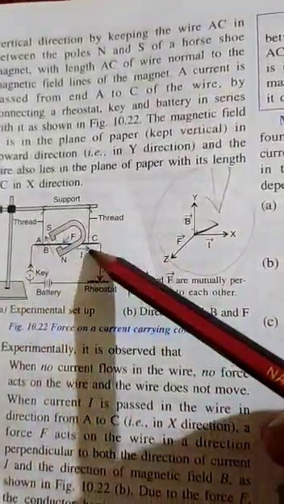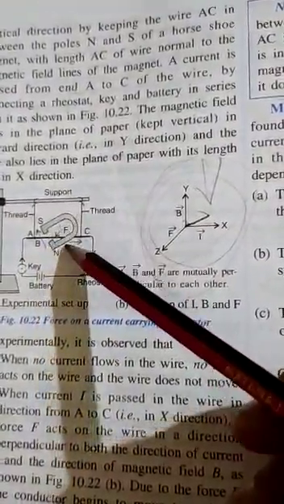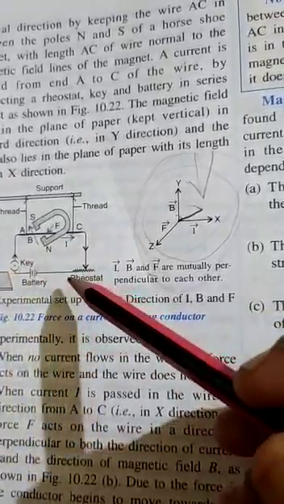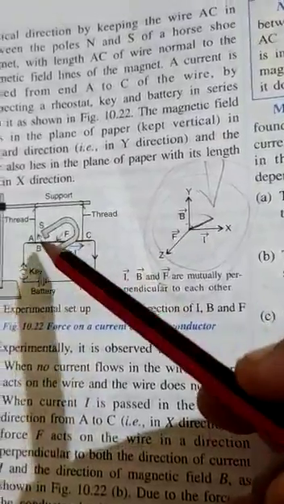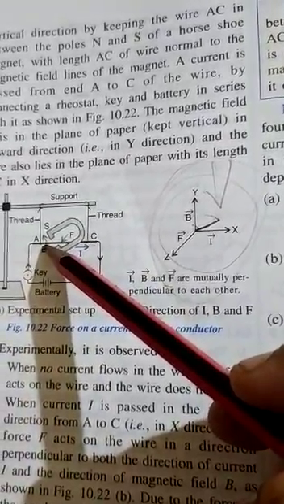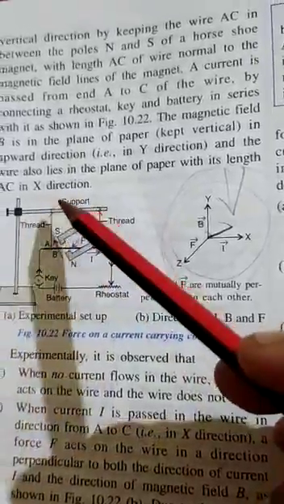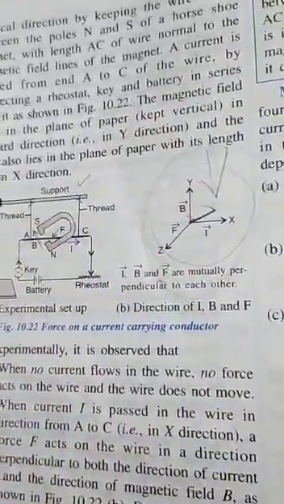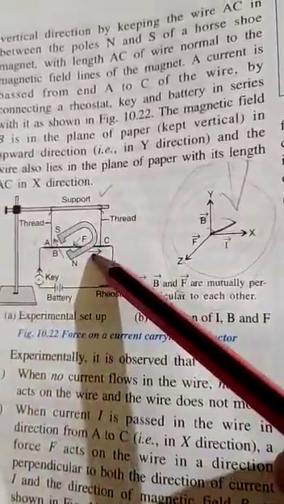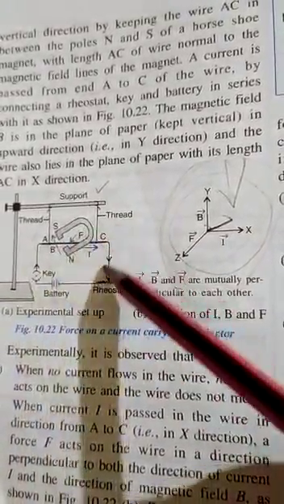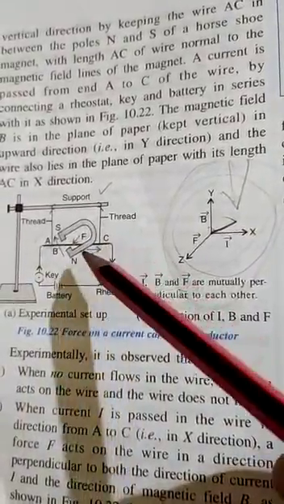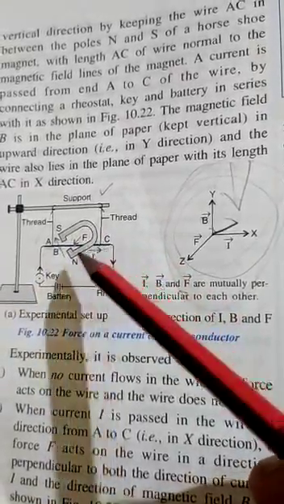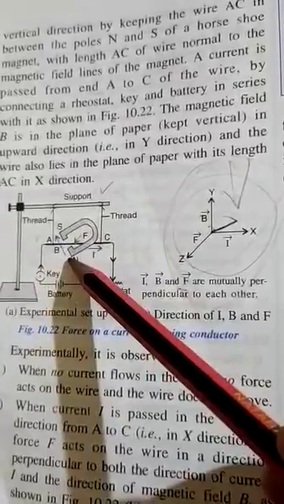He takes a wire AC and keeps it in a horseshoe magnet, and he completes the circuit by applying a battery, key and rheostat for the passage of current through the wire, and he ties the wire with a thread and with the support of a stand. So what he did, when he closed the key, the current started flowing through the wire AC, and what he observed was that the current was in the direction from A to C, and there was a magnetic field.